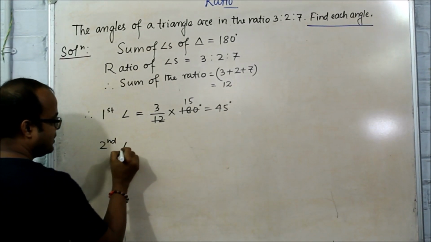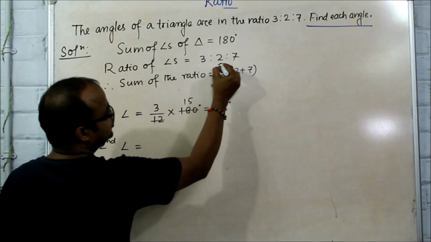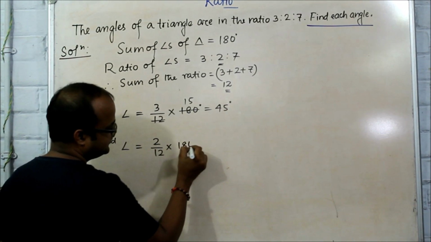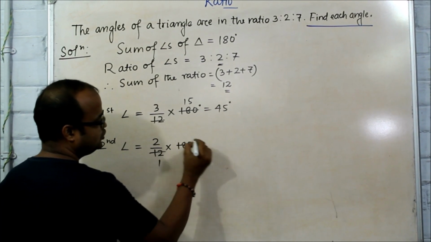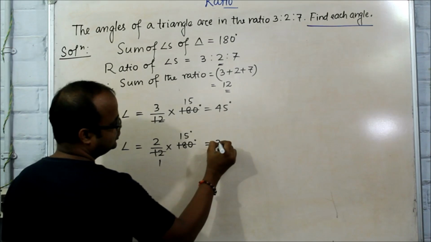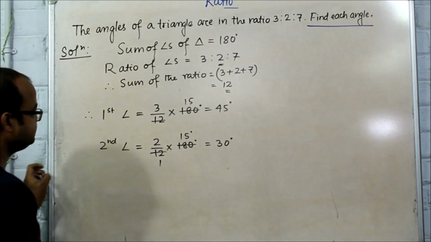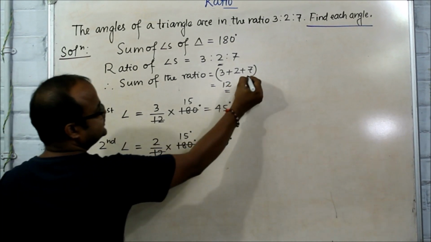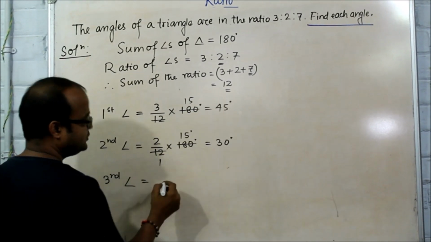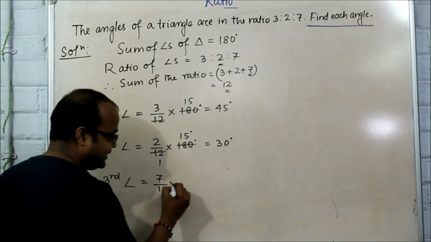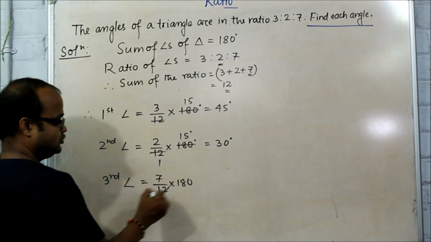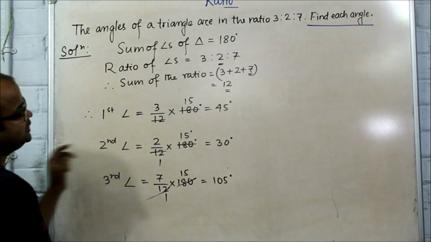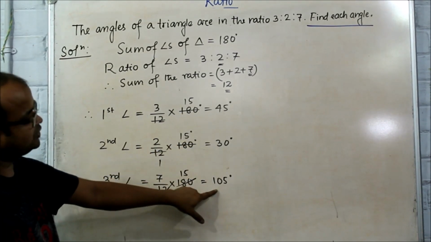Second angle is equal to 2 by 12. So 2 by 12 into 180 degrees. 12 ones are 12, 12 fifteens are 180, so this is equal to 15 twos are 30 degrees. And the third angle is equal to 7 by 12 into 180 degrees. So 12 ones are 12, 12 fifteens are 180, 15 sevens are 105 degrees. So the three angles are 45 degrees, 30 degrees and 105 degrees.